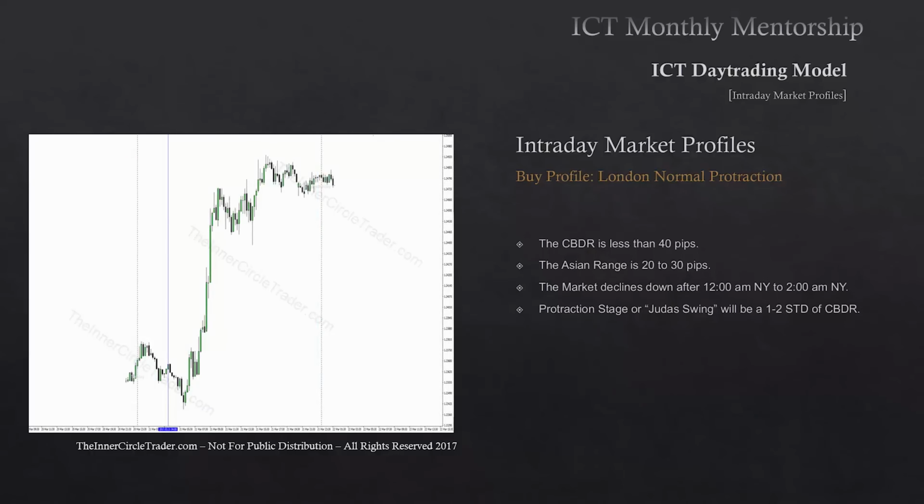An example of that is seen here. The market enters a small central bank dealers range, and Asian range is also a respectable range in terms of pips. Then price drops lower right after the midnight candle, finds the low of the day, and expands up for a higher close. As you can see here, this is the protraction stage immediately after 12 a.m. New York time.